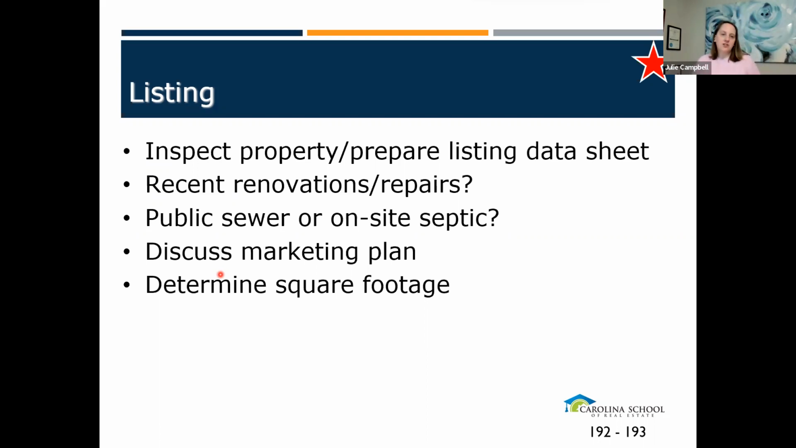We need to ask questions. Have you had any recent renovations or repairs? Remember those red flags that we're always on the lookout for? If your little red flag goes up while you're looking through the home, you need to ask questions.